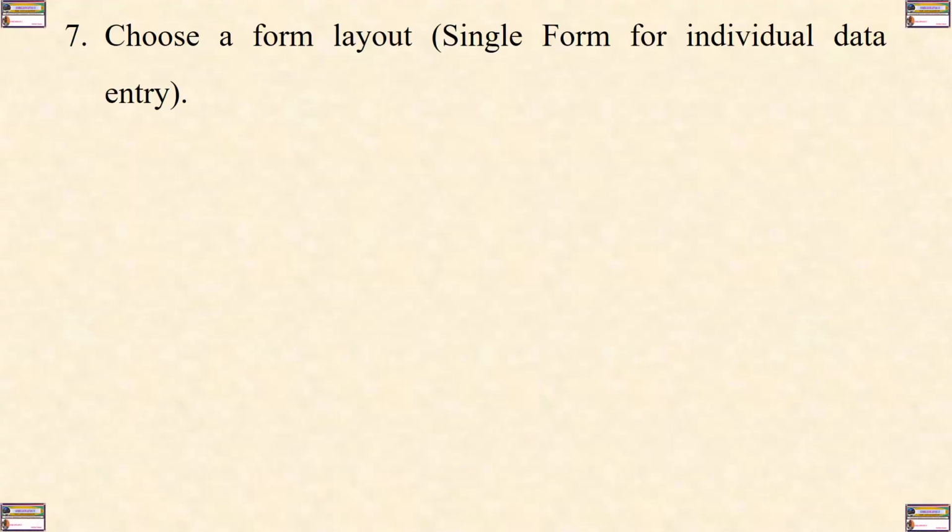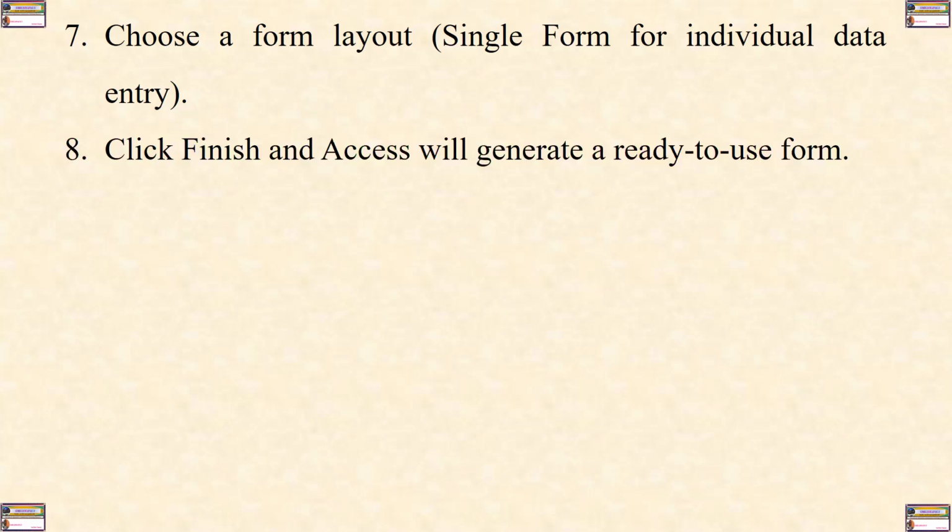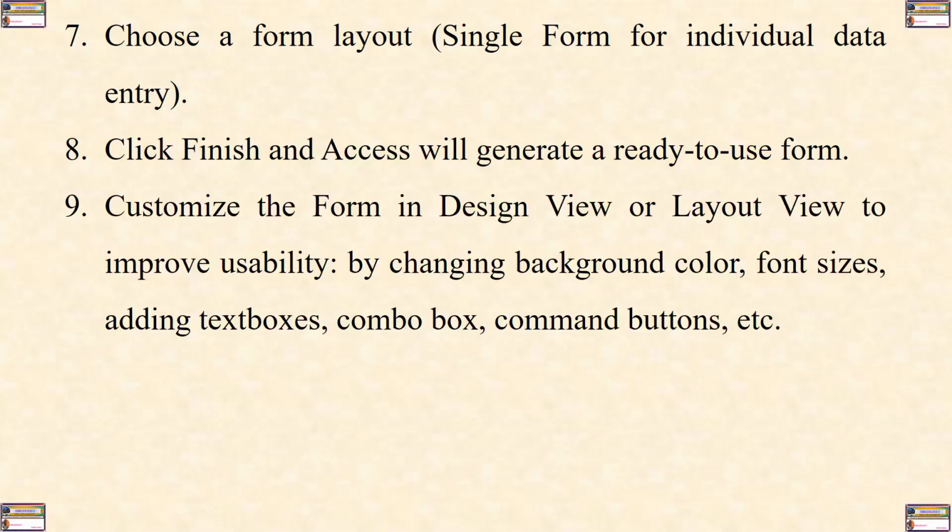Number 7, choose a form layout, whether single form for individual data entry or any other option that you want to choose from. Number 8, you click on Finish, and then Microsoft Access will generate a ready-to-use form. Number 9, customize the form in Design View or Layout View to improve usability by, for example, changing background color, font sizes, adding text boxes, combo boxes, command buttons, among others.